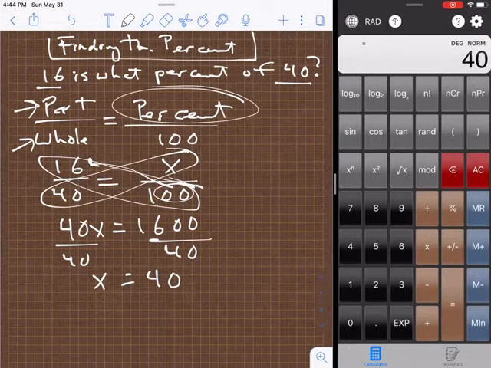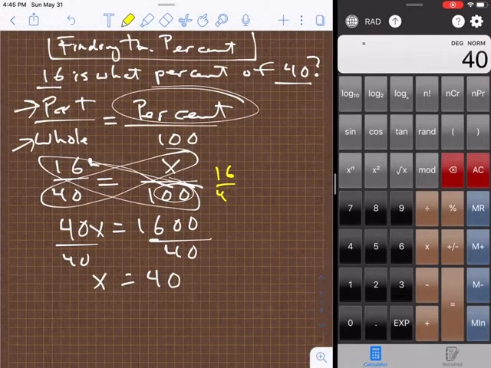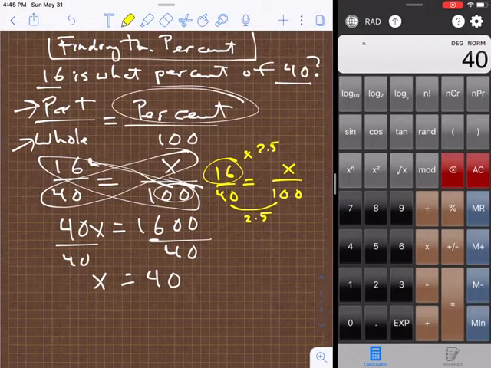Now another way of doing this, all right, is sometimes if you look at this original proportion we set up where you have 16 over 40 is equal to x over 100, you might be able to see a relationship between these two. You might go, well, 40 and 100, I multiply 40 by 2.5 to get 100. And so you might say to yourself, well, I can multiply 16 times 2.5 to get that. And that's actually intuitively how a lot of people do these problems, right? And I think that's great.